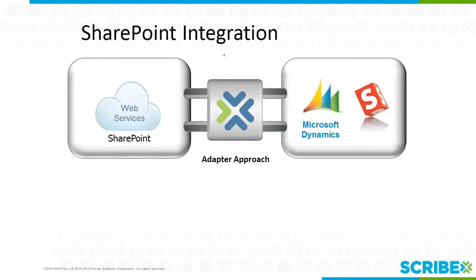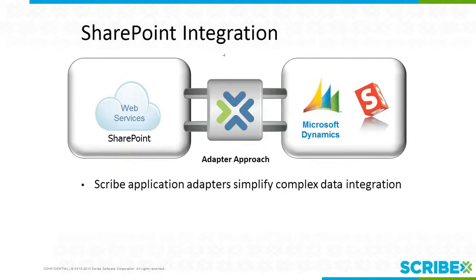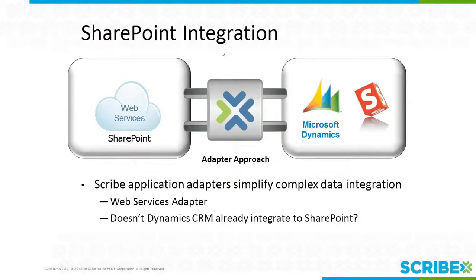When we connect into SharePoint, one of the methods that we use, Scribe has a generic web services adapter, SOAP web services, and I'll show that to you here in a second and how that particular solution works. So when we're connecting into something like SharePoint, we're going to use SharePoint's web services front end in order to connect to it. That allows us to get in there and work with the tool as it sits.